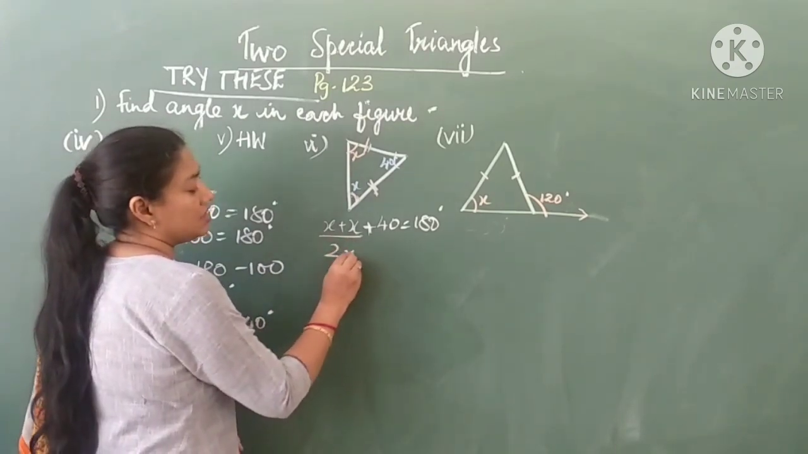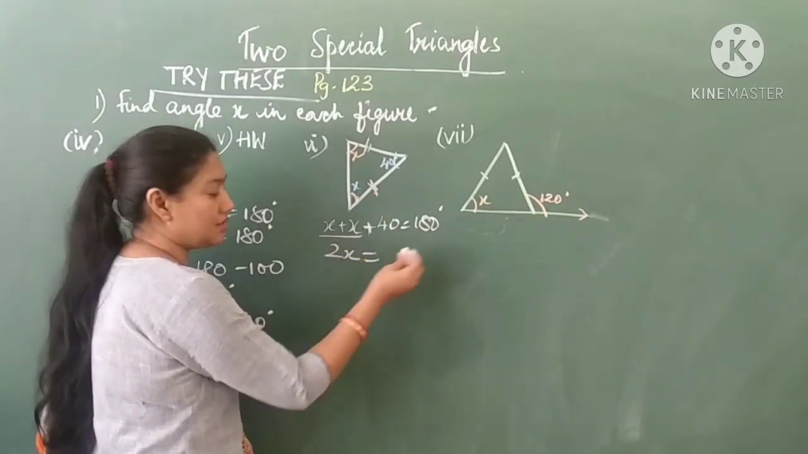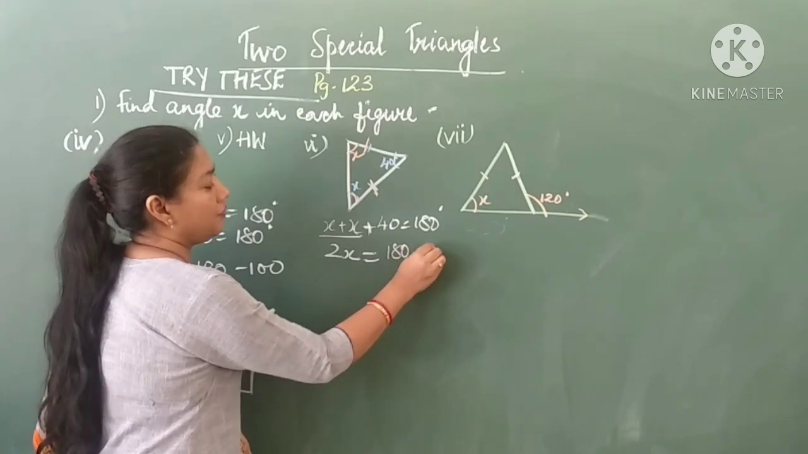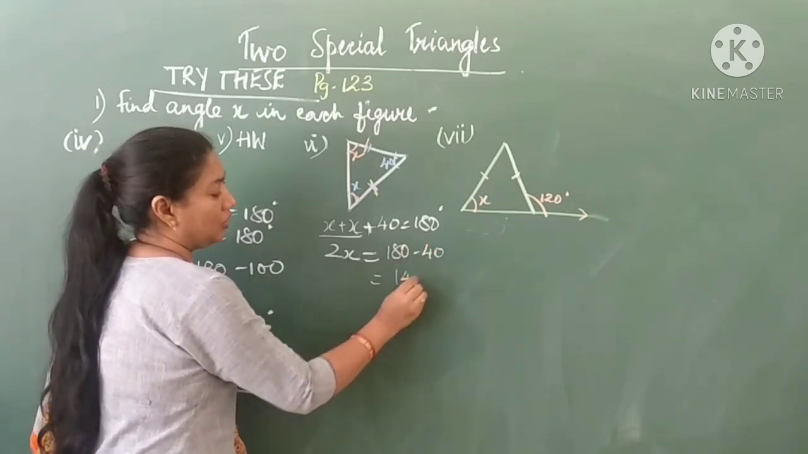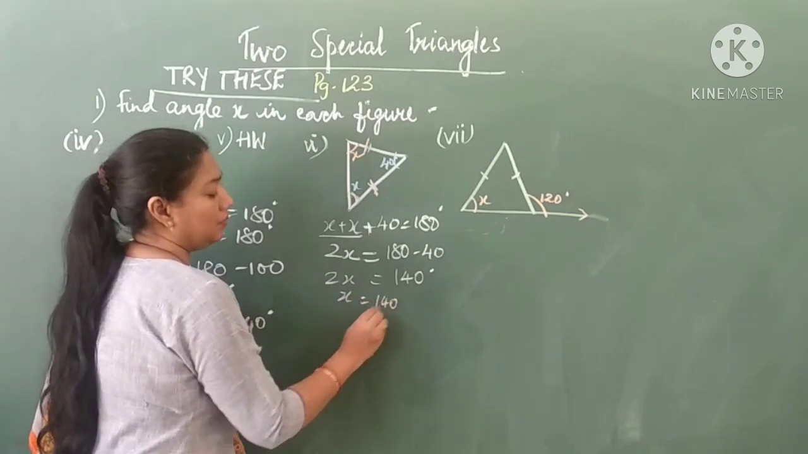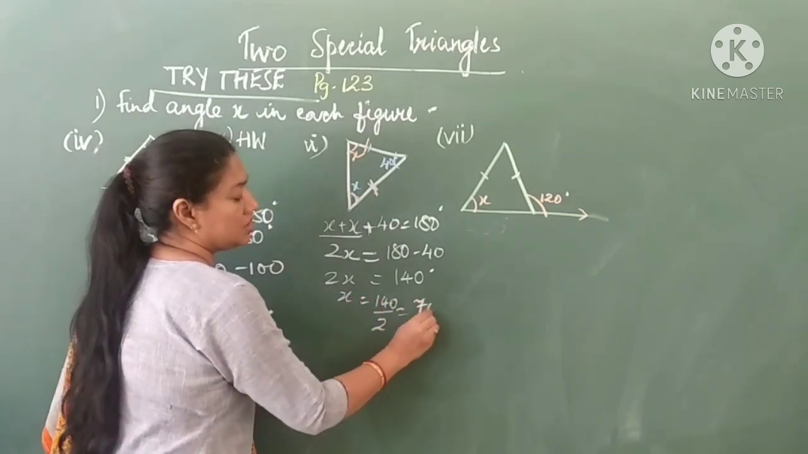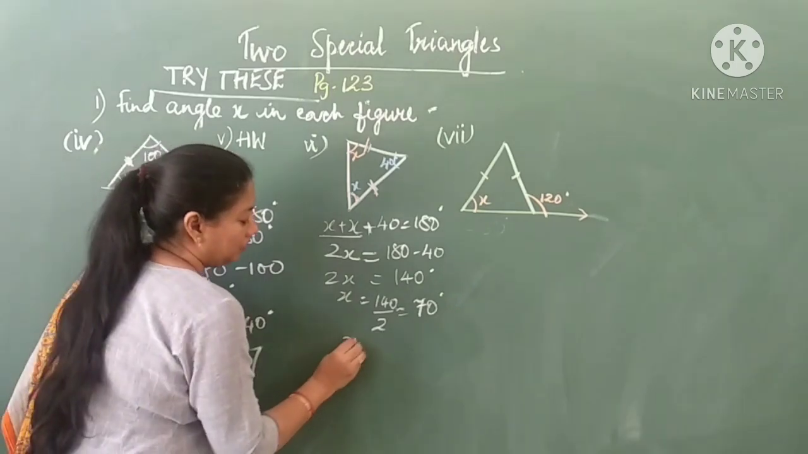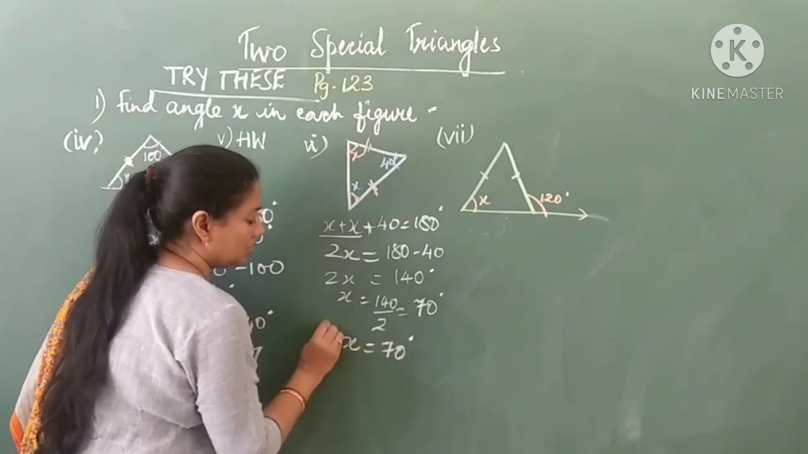Therefore, x plus x is 2x. Taking 40 on that side, 180 minus 40 is 140 degrees. So, x is equal to 140 divided by 2, which is 70 degrees. Therefore, x is 70 degrees.